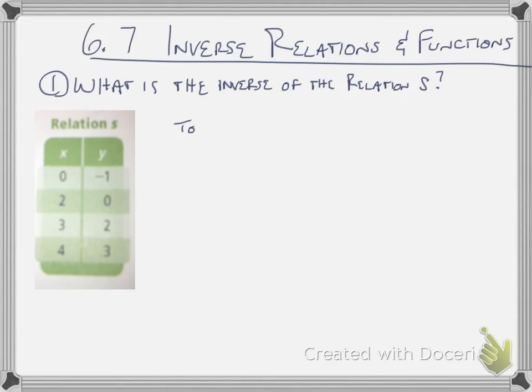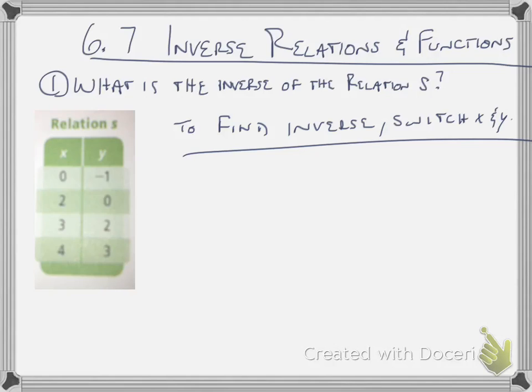To find the inverse, all you're going to do is switch x and y. So the inverse of the relation is going to be the points (-1, 0), (0, 2), (2, 3), and (4, 3). Now, this doesn't always look the exact same as far as in the same order.